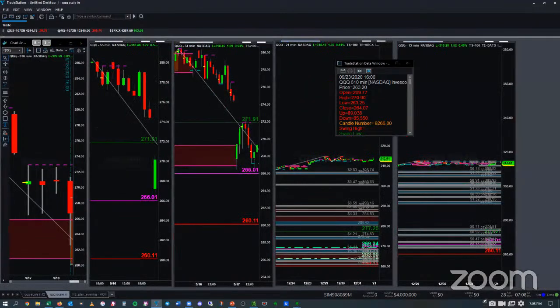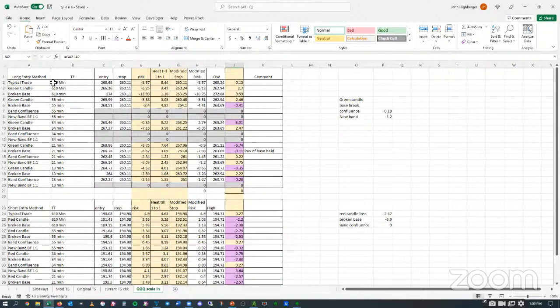And just so you know, real quick, I recorded all this in an Excel sheet. So here's the long trade. I recorded the results for the 6-10-minute time frame using the green candle and the broken base. And then I do the same thing for the green candle, the broken base, the band confluence, and the new band creation for the other time frame. So I do have all this data here. Just want to show you guys that, and we'll go over that in more detail at the end.